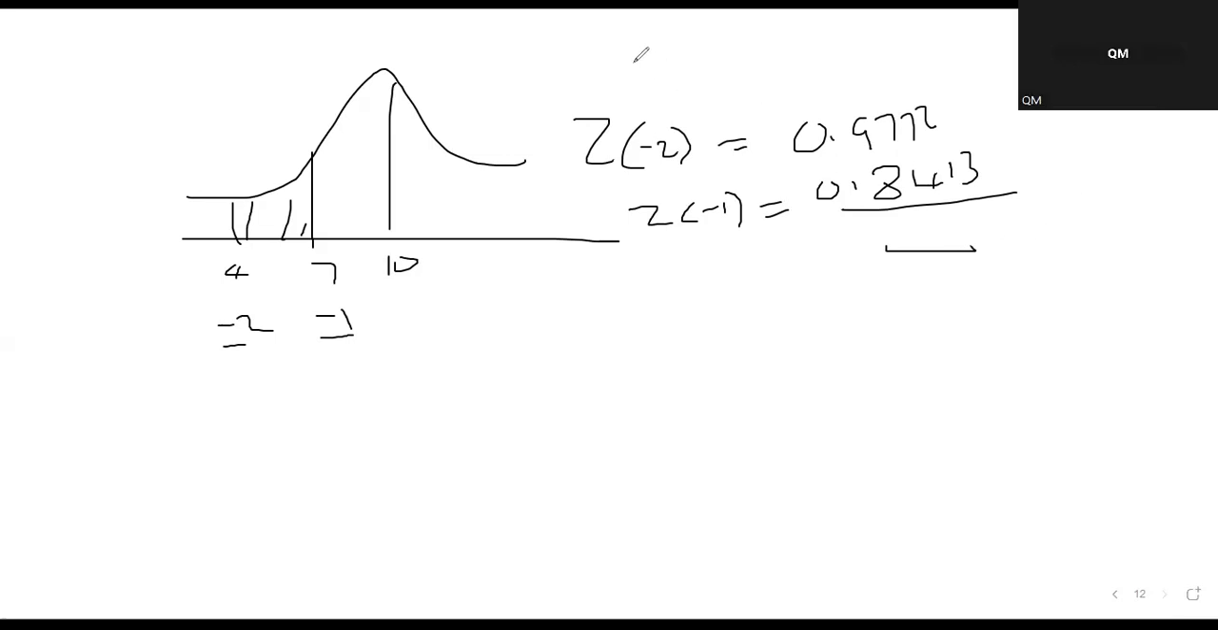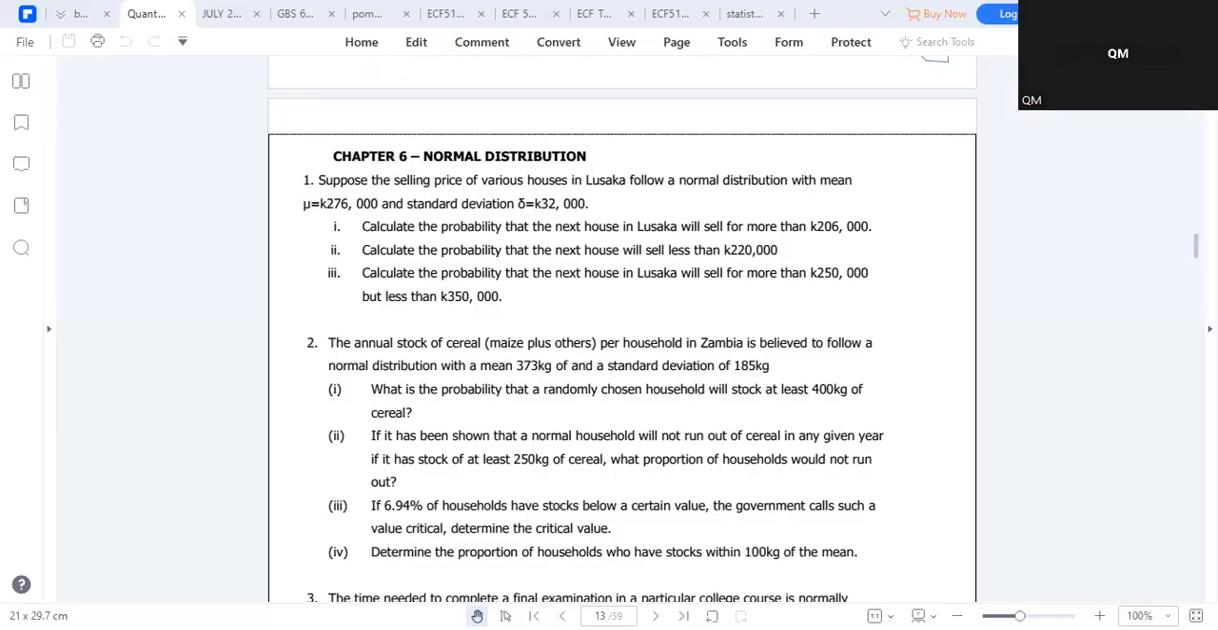So this is the principle. Now, I need you to understand that any question that will come in this course pertaining to that, you are able to answer because I've explained all possible ways they could be twisted. So here is an exam type of question. Suppose the selling price of various houses is normally distributed. Mean is 276. Standard deviation is 32. What's the probability that they are more than 206?